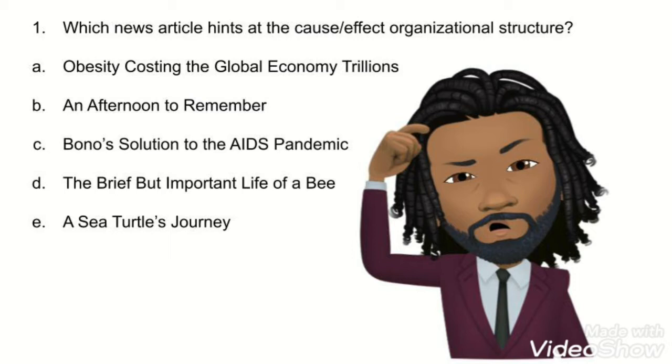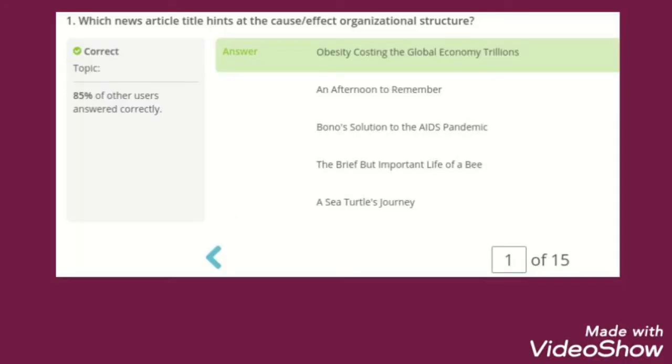So I would say that the cause and effect, the correct answer would be A. Because of obesity, it is costing the global economy trillions. And of course, A is the correct answer. You and 85% of other users answered that correctly. If you had A, obesity costing the global economy trillions, is a hint at the cause effect organizational structure of that particular article.